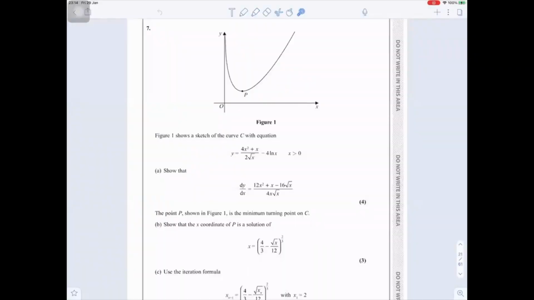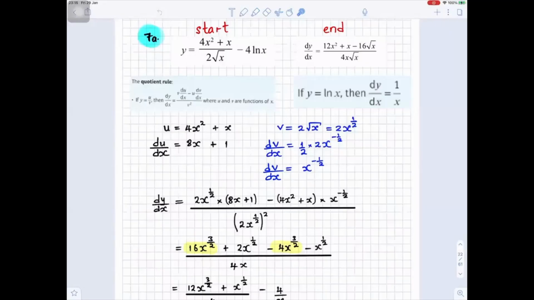Question number 7. Figure 1 shows a sketch of the curve C with equation y equals 4x squared plus x over 2 root x, minus 4 ln x. Show that dy over dx is equal to 12x squared plus x minus 16 root x, divided by 4x root x. So to do question 7, we want to identify this is where we start and this is where we want to end. So we have y at the start. We want to get dy over dx at the end. So we want to differentiate.